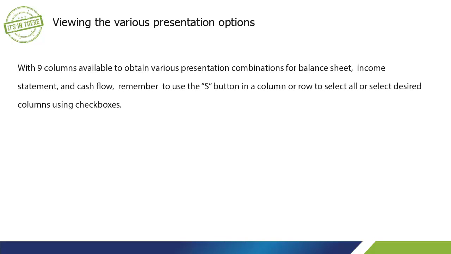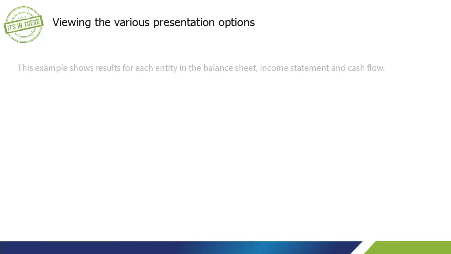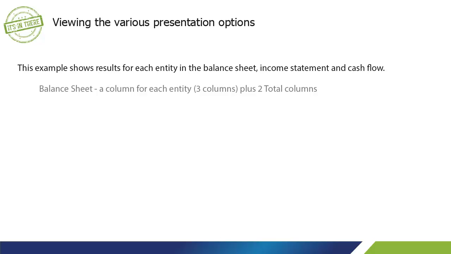With 9 columns available to obtain various presentation combinations for balance sheet, income statement, and cash flow. Remember to use the Select All button in a column or row to select all or select desired columns using checkboxes. This example shows results for each entity in the balance sheet, income statement and cash flow.